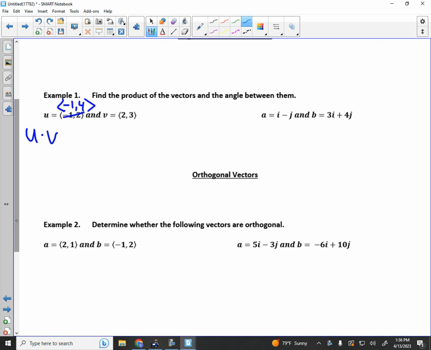So as I do U times V, I get what? What do I do? -1 times 2 plus 3 times 4. Yep, so -2 plus 12 is just 10. So 10 is the dot product.